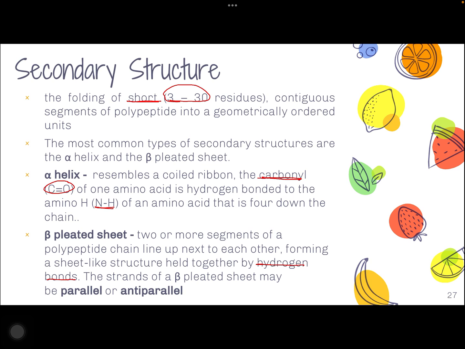The strands of beta pleated sheets may be parallel or anti-parallel. If the sequence of bonds goes in the same direction, that is your parallel. If it goes anti-parallel, it means that the sequence of bonds is formed from top to bottom and the other one is bottom to top, or that could be left to right and right to left, and vice versa.